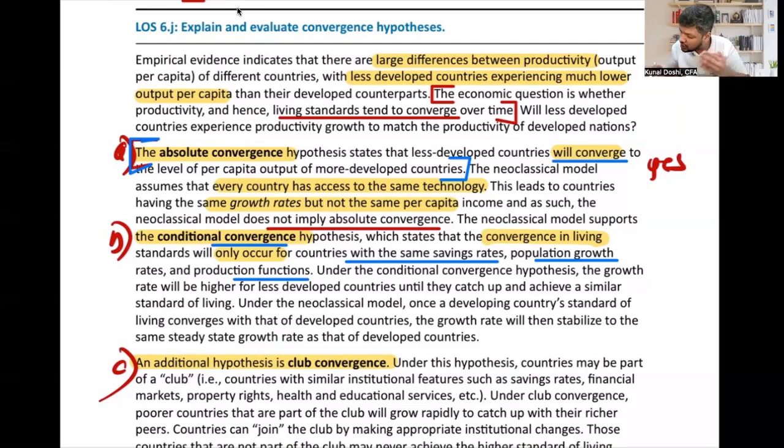Some conditions include that the countries will have a high savings rate or the same savings rate, and population growth and production functions are similar. Only then, under this, the growth rate will be higher for less developed countries until they catch up. See, the less developed countries will have to grow at a higher rate for maybe 30, 40 years, or maybe a couple of decades, to reach the developed nations.